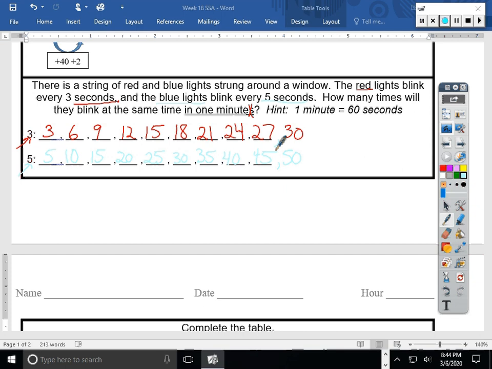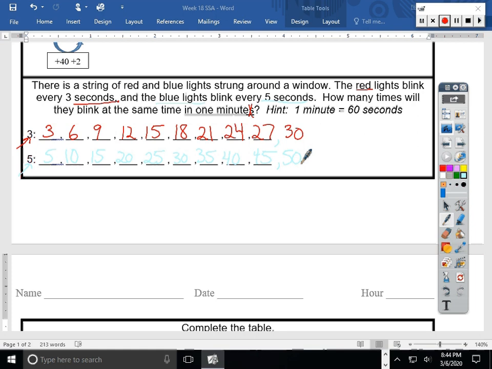All right, so the question is, how many times will they blink at the same time in 1 minute? Well, I don't know exactly where 1 minute is unless I look at this hint and I think to myself, I know in 1 minute I'd find 60 seconds. So instead of stopping here with my red lights at 30 seconds, I might have to keep going till I hit 60 seconds. And instead of stopping here with my blue lights at 50 seconds, I might have to go a little bit farther till I hit 60 seconds.